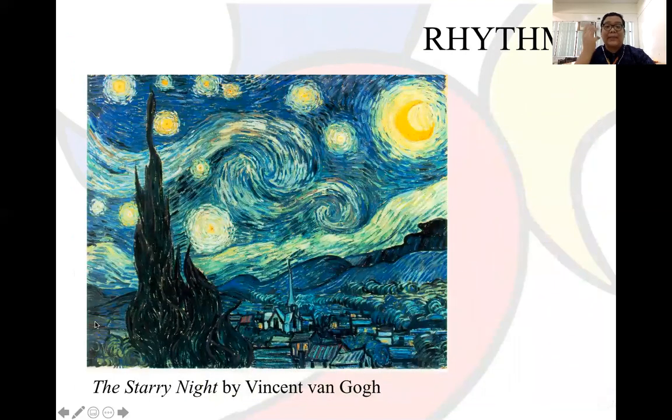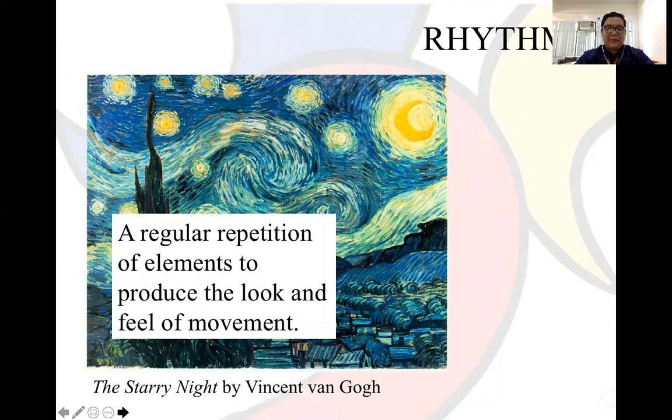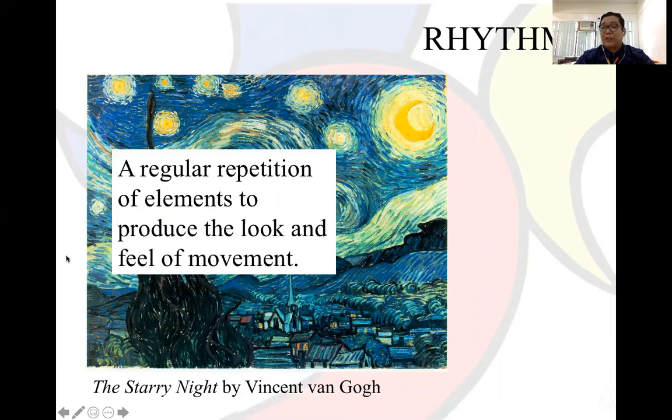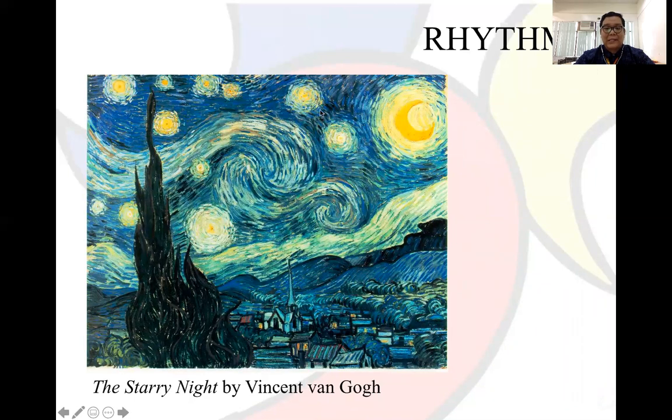Then we also have rhythm. Okay? Rhythm is present in Vincent van Gogh's The Starry Night. Okay, this is the famous painting of Van Gogh. It is a regular repetition of elements to produce the look and feel of movement. Now, if you look at this image, you could see that there is rhythm with the repetition of these circular patterns here with color yellow, and also with the repetition of different curved lines present here. So that is rhythm, and rhythm is also very important to achieve unity in the masterpiece.